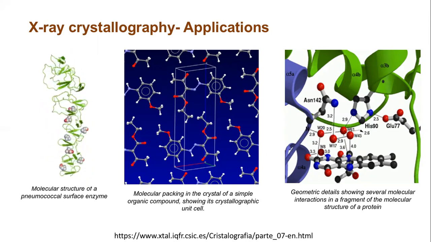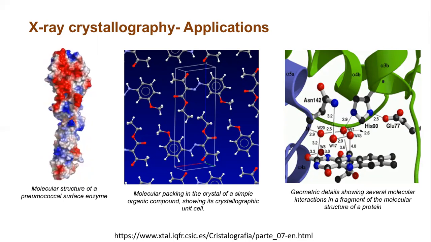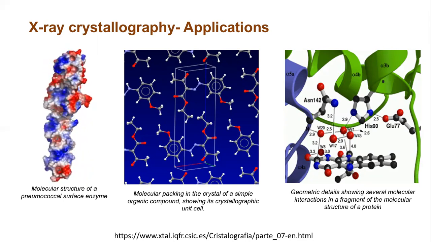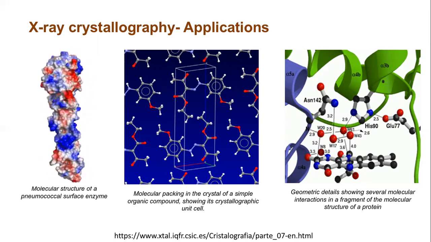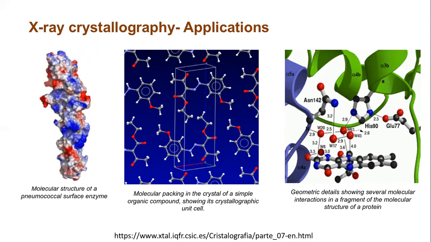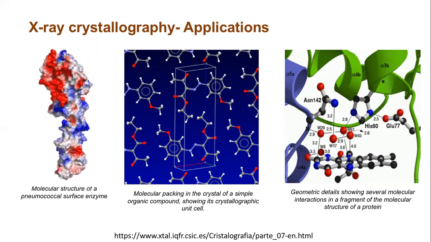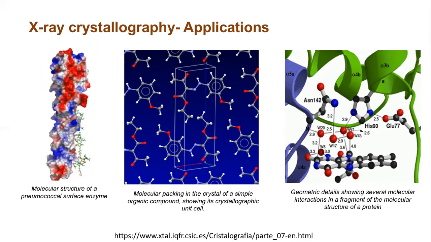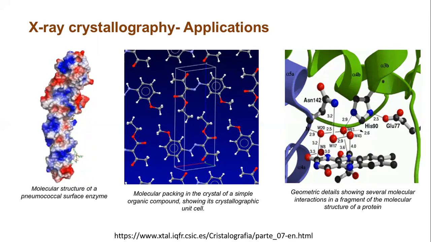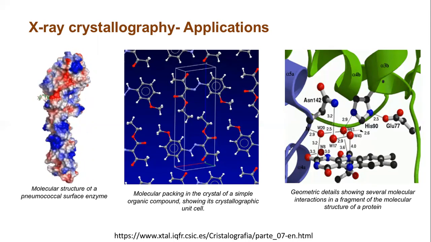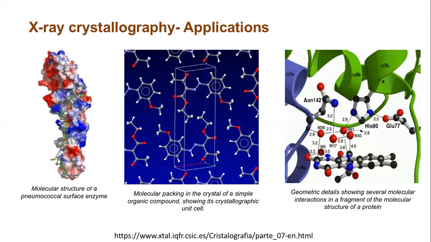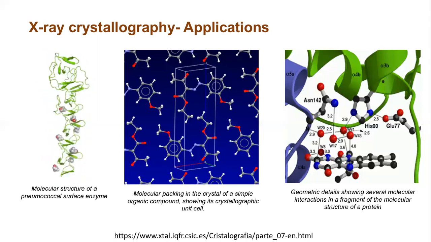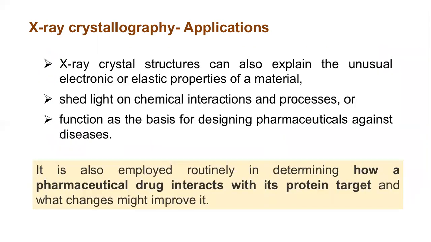And this shows how the unit cells look in a crystallographic nature. And the last one shows how molecules interact with each other and the fragment of molecular structure of a protein, because we know the drugs and the target proteins, how they interact with each other is very much important to know the efficacy of a particular drug to maybe prevent a disease or to cure a disease.